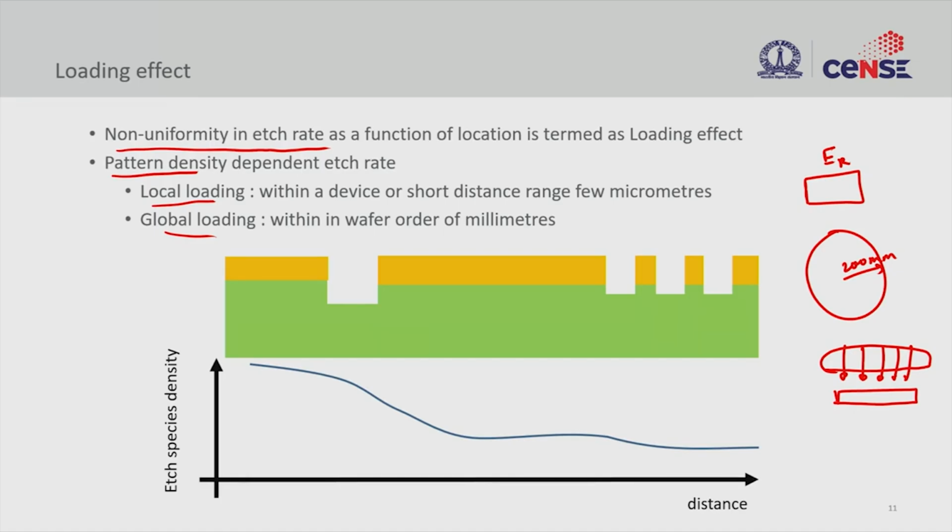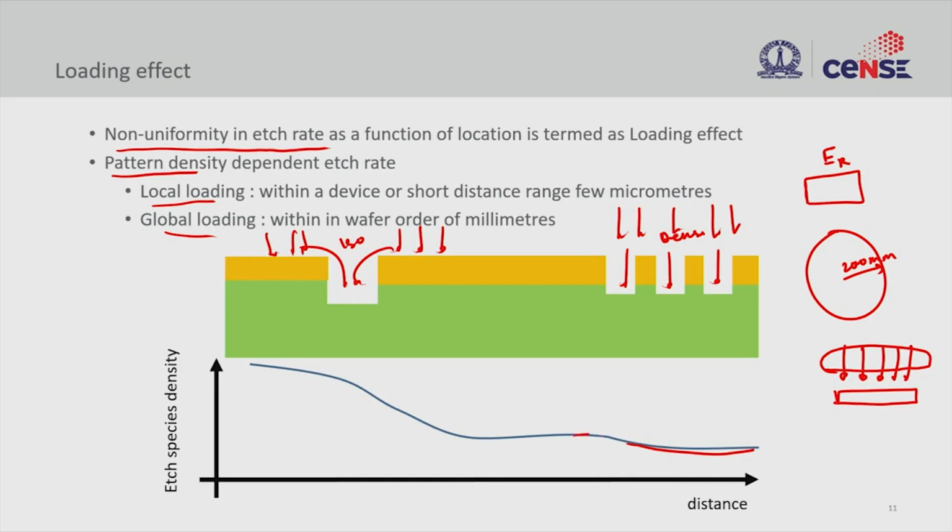Here a schematic is shown to show how the etch species density varies. If you have a dense part here and this is isolated, then in the isolated region you have a large number of etch species, because whatever radicals come in, all of them are available to migrate for the reaction. But in this case you have open areas where these radicals could be consumed.